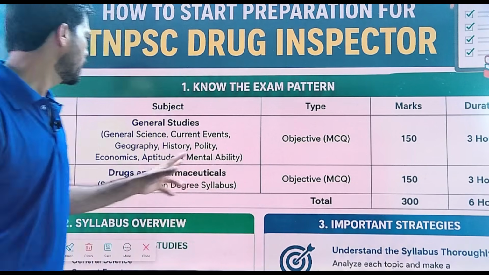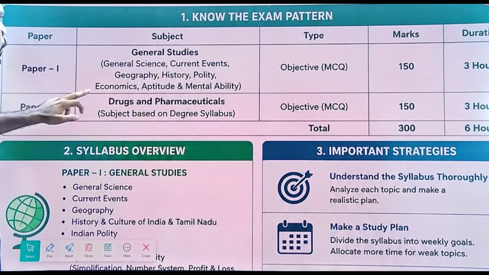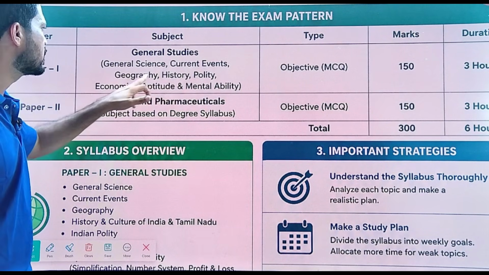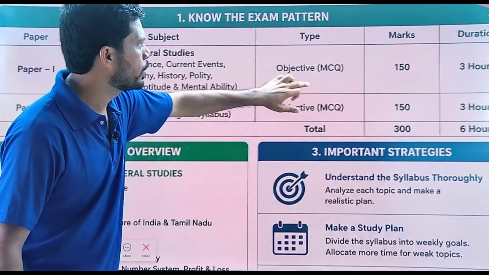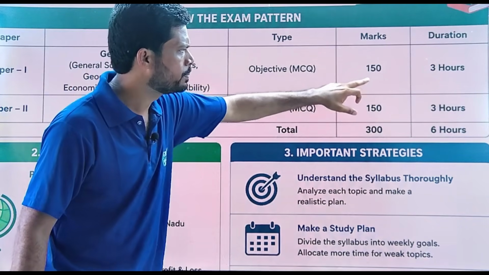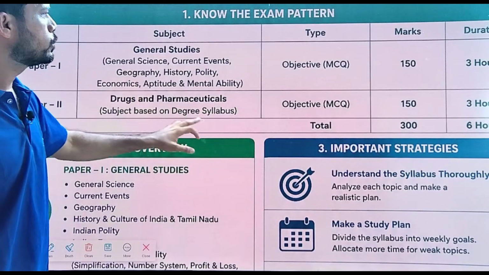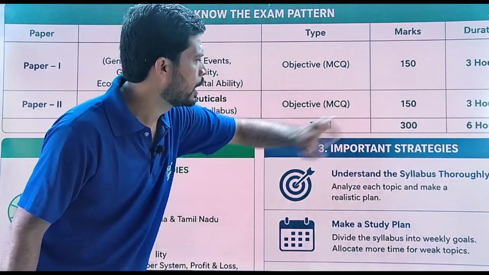So first have a look at the exam pattern. You know that there are two papers, paper 1 and paper 2. Paper 1 is general studies: general science, current events, geography, history, polity, economics, aptitude, mental ability. It is objective MCQ, 150 questions, for 3 hours. And paper 2, drugs and pharmaceuticals, is also for 150 marks and 3 hours.